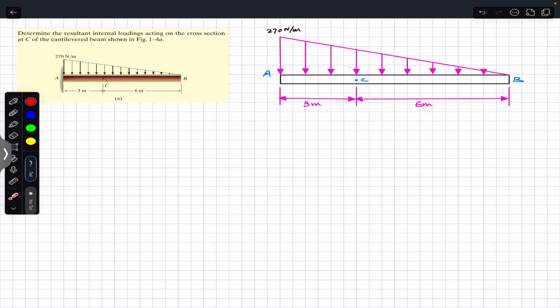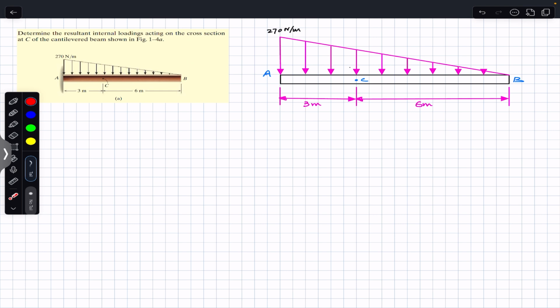Today we are going to start the Mechanics of Material by R.C. Hibbeler. This is chapter 1, example number 1, and this example says that determine the resultant internal loadings acting on the cross section at C of the cantilever beam shown in this particular figure.